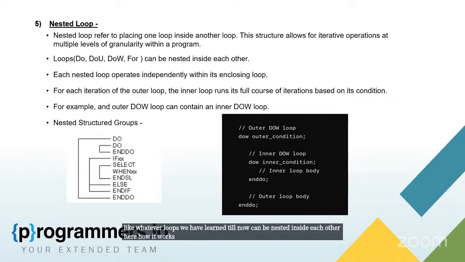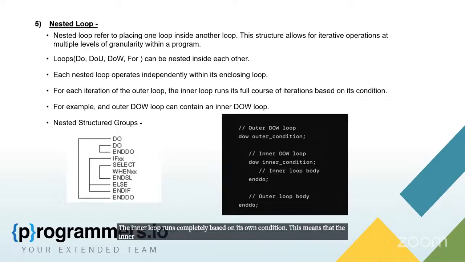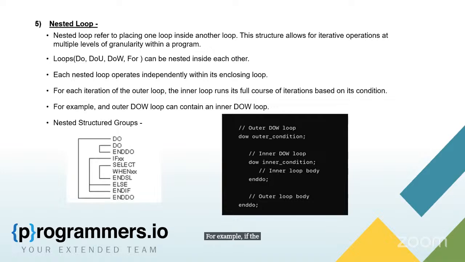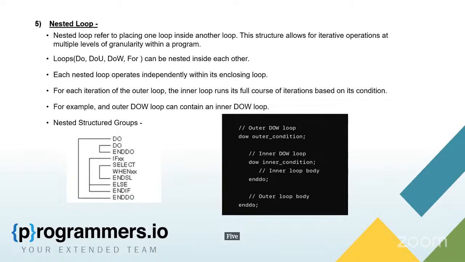For the nested loop, for each cycle of the outer loop, the inner loop runs completely based on its own condition. This means that the inner loop executes every time the outer loop goes through its process. For example, if the outer loop goes through 3 iterations and the inner loop has 5 iterations, the inner loop will run 5 times for each of those 3 iterations, resulting in a total of 15 executions.